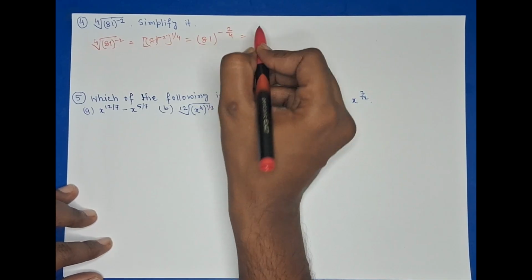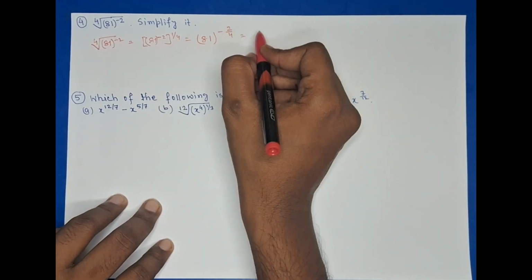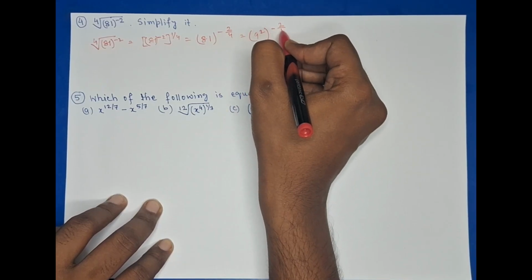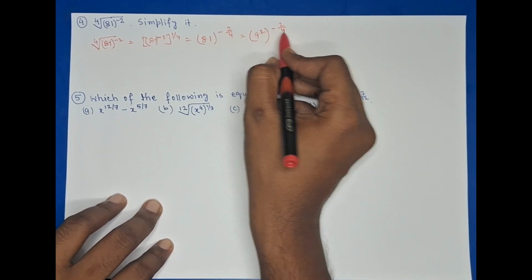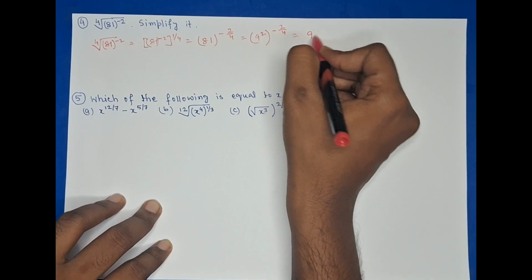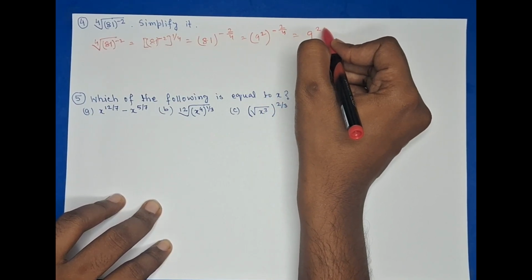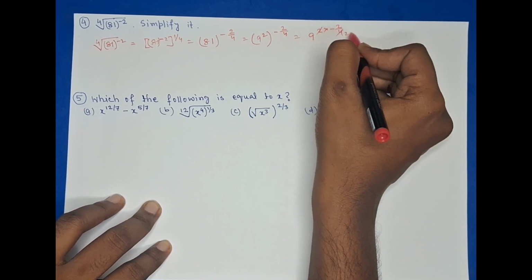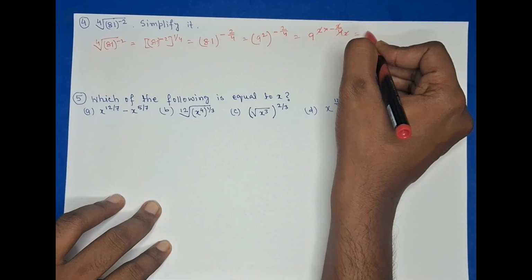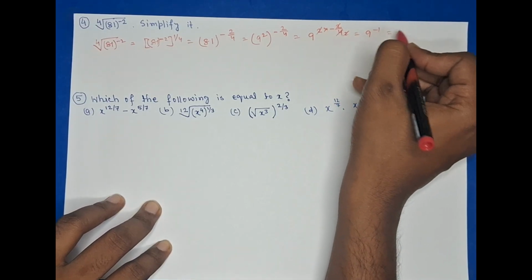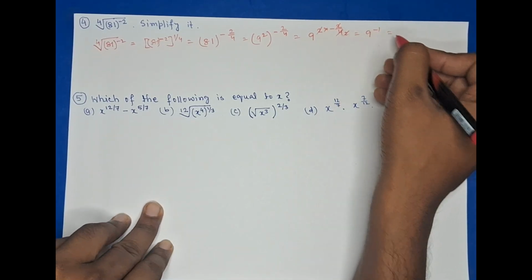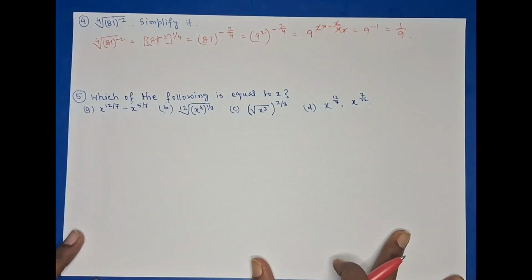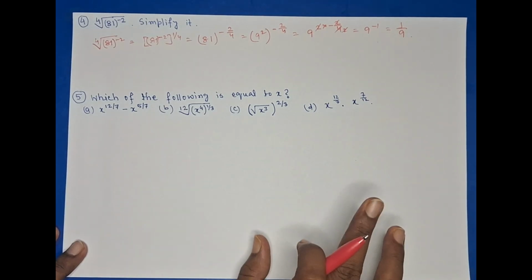Okay. And what is 81? 81 means 9 square. 9 square to the power minus 2, that is 9 square whole to the power minus 2 by 4. 9 to the power 2 into minus 2 by 4. So this is 2 2s. 9 to the power minus 1 is equal to 1 by 9. This is the answer. And so I hope you have understood.